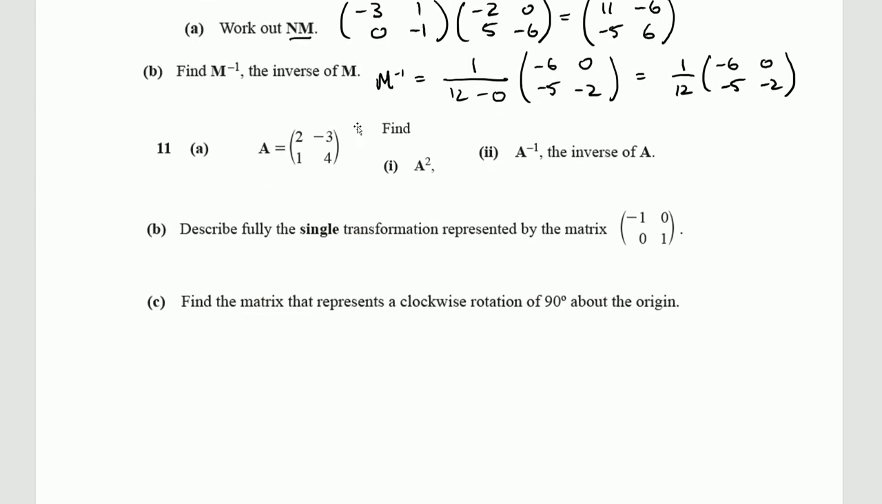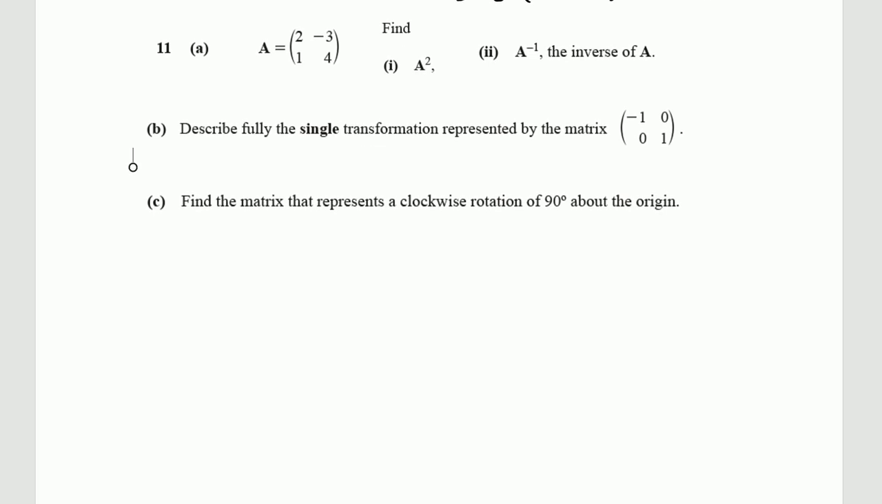On to the next question. Another pretty straightforward question. We're asked to work out what A squared is and what A inverse is. So, A is 2 minus 3, 1, 4. A squared does not simply square all these numbers. Just like brackets, we have to remember that we have to multiply it by itself, and this is going to involve all these different steps.